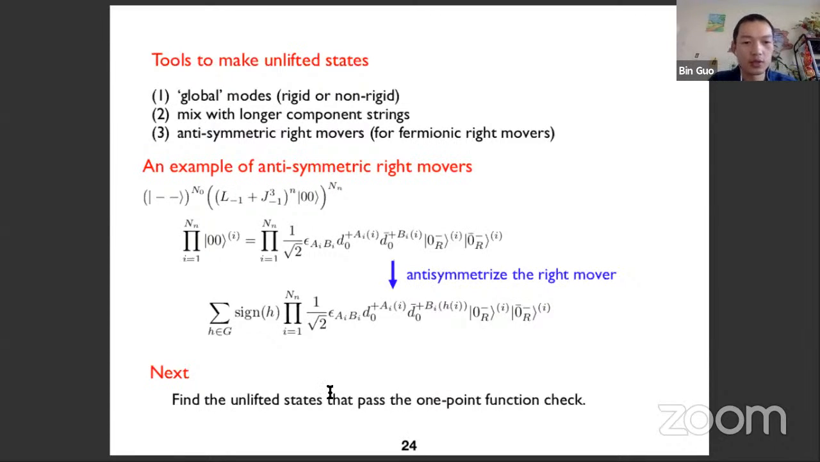A very important thing is to check all this, because we have more than one tool to make unlifted states. It seems it should not come from only one of them. It may be very complicated. So the next thing we should do is to find the unlifted states that pass the one-point function check, because that's a quite non-trivial check and can tell us how to assign the P charge to the D1, D5 to make D1, D5 P states.